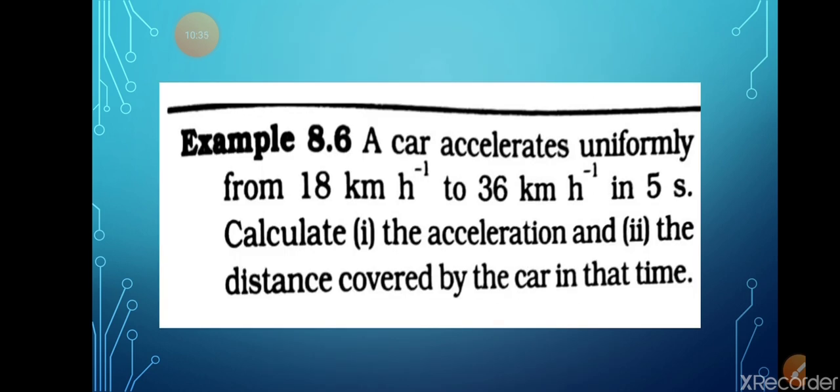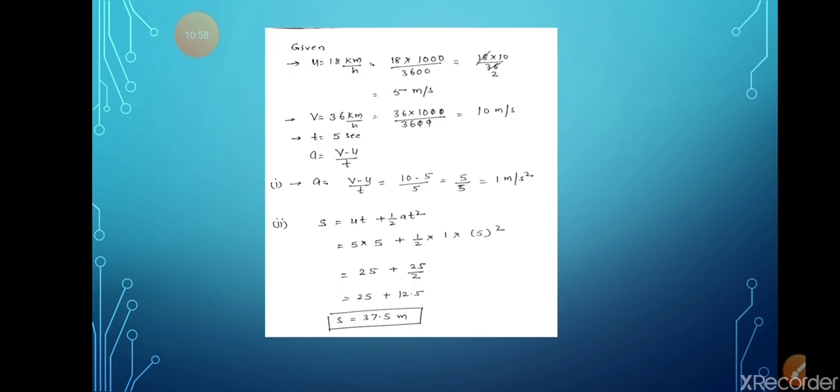This is another question. A car accelerates from 18 km per hour to 36 km per hour in 5 seconds. So as soon as you get the question, what you have to do? Convert kilometer per hour into meter per second. And what is asked here? Calculate acceleration and distance. So first of all, we will convert into meter per second. Time is 5 seconds. So 18 km per hour, 18 into 1000 by 3600, it becomes 5 meter per second. 36 km per hour becomes 10 meter per second. Time is 5 seconds.